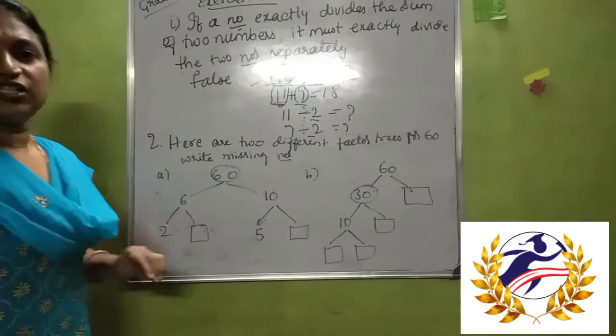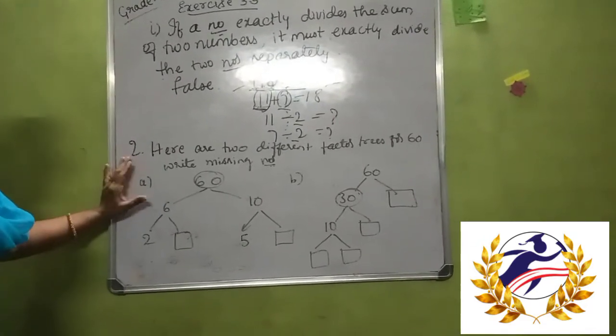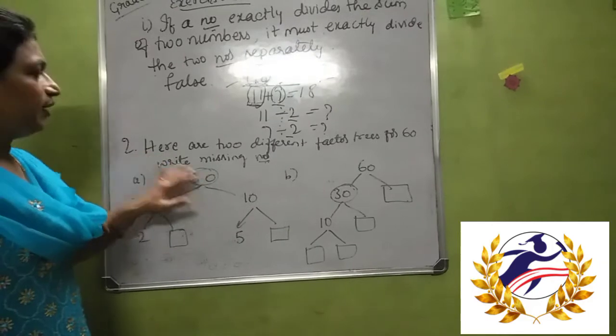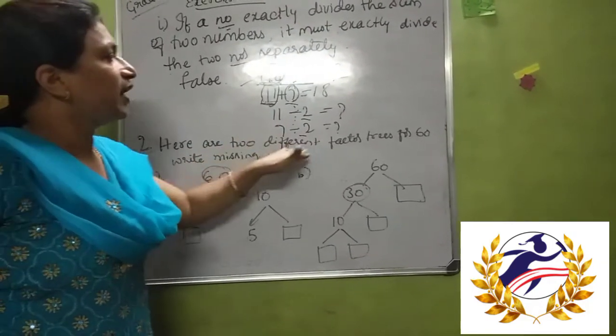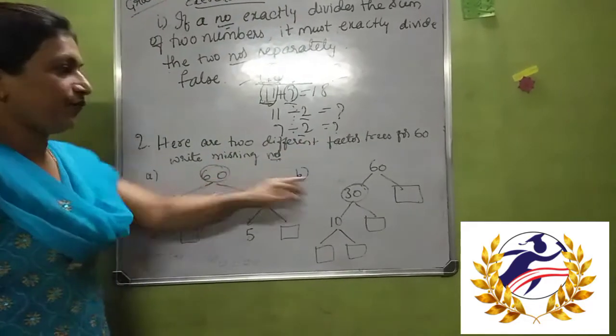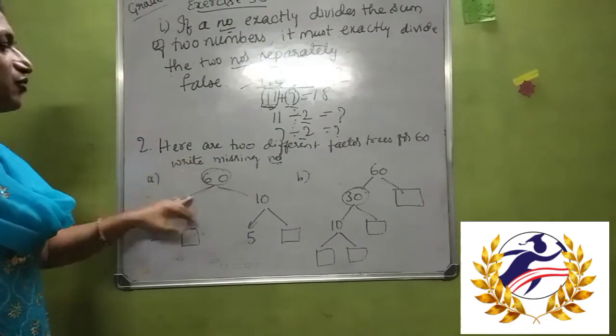So next is the factor tree method. So finding out the prime factorization by the factor tree method. Here are two different factor trees for 60. There are two different factor trees we can write. So the missing numbers we need to write.